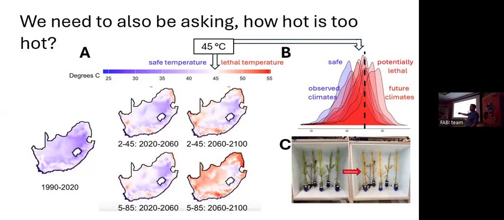So it is possible that even here in South Africa, we're really going to need to be thinking about moving from these safe observed climates to these potentially risky climates where the mechanism of mortality might differ. It might be based directly more on heat damage than hydraulic damage. Certainly, they're going to interact a lot.